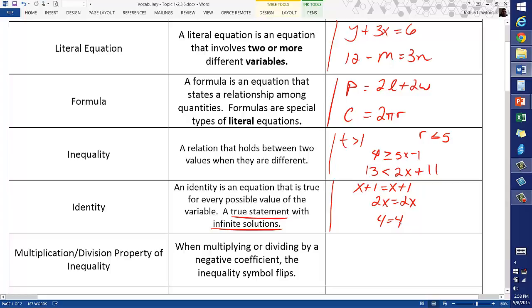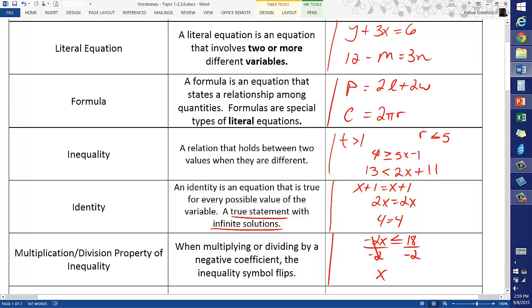All right, now multiplication division property of inequality. When multiplying or dividing by a negative coefficient, the inequality symbol flips. So for example, let's say we have negative 2x is less than or equal to 18. How do we get that x by itself? We divide by the coefficient. So divide both sides by negative 2. Negative 2 divided by negative 2 will divide to 1. So we're going to have x.